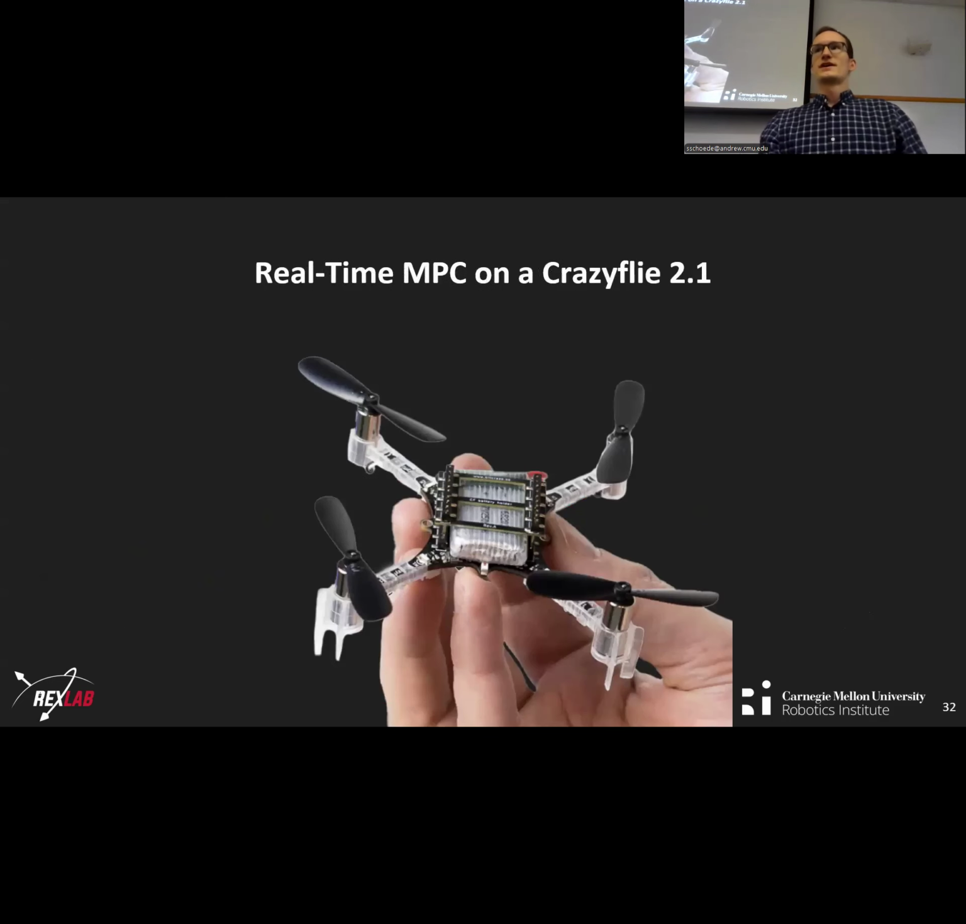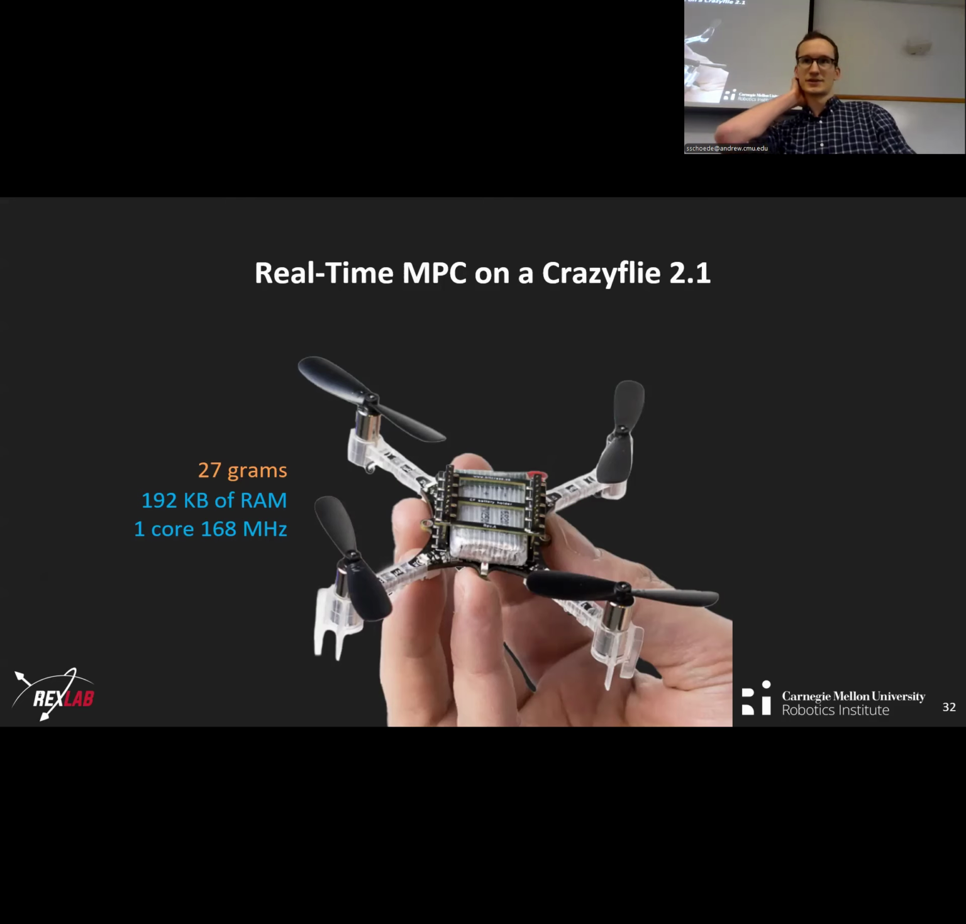We chose the Crazyflie 2.1. This is a tiny quadrotor. It fits in the palm of my hand. It weighs about 27 grams, which, like I said before, is very small scale. And 27 grams is super light, so this has very fast dynamics, which means you need to solve the problem pretty quick. And luckily, we can do that with TinyMPC.